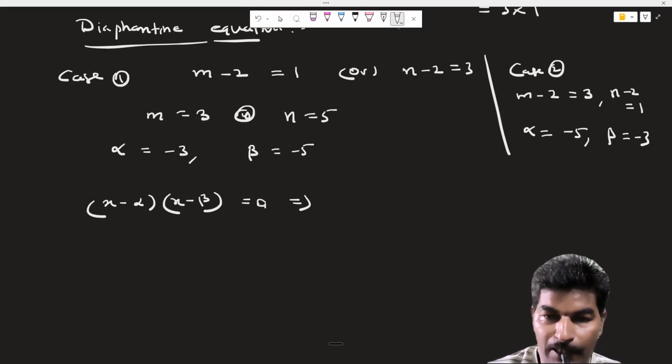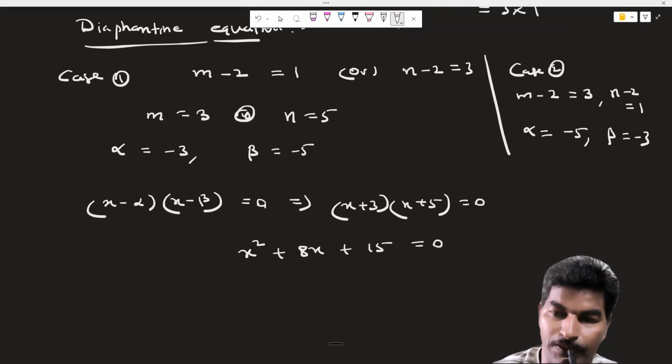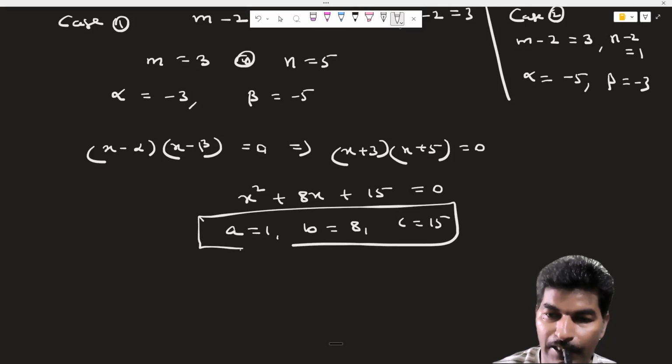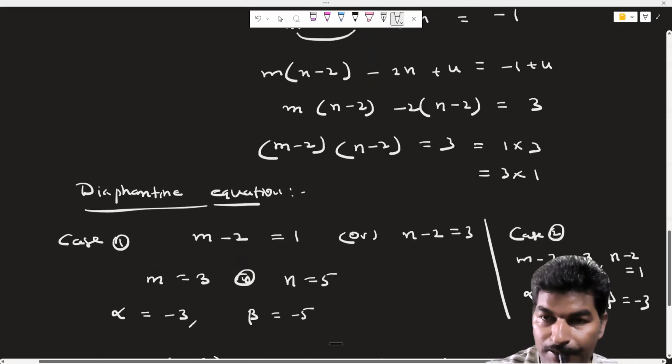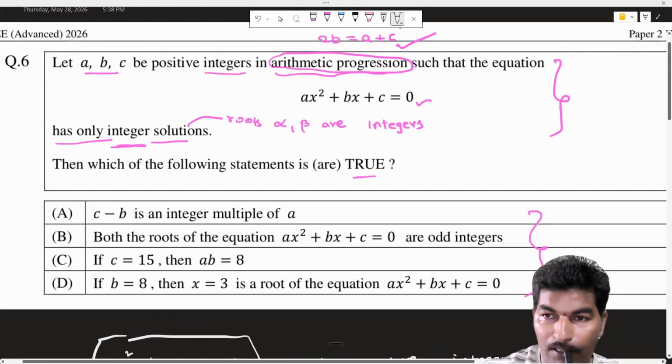And from that, x plus 3 into x plus 5 is equal to 0. So x square plus 8x plus 15 is equal to 0, which gives us a is equal to 1, b is equal to 8 and c is equal to 15. After getting these a, b, c values, it is easy to verify whether the given options are correct or wrong. We complete the first part of the problem.